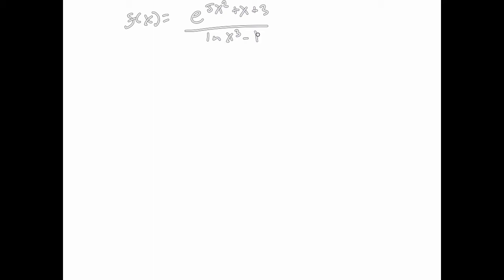Okay. So again, we have multiple functions, and again, we're probably going to use more than one rule. First, we know we have a quotient. You can use the product rule, we can use the quotient rule.